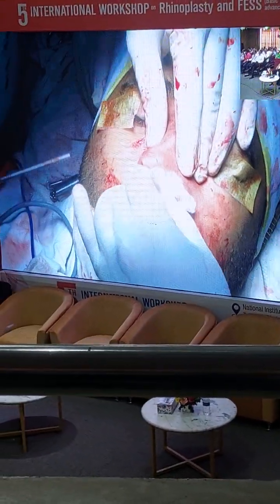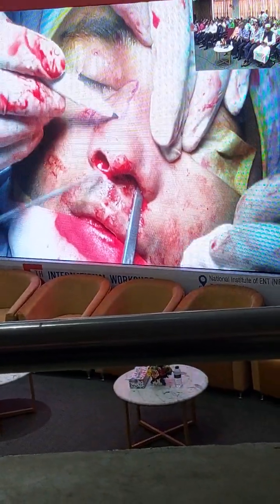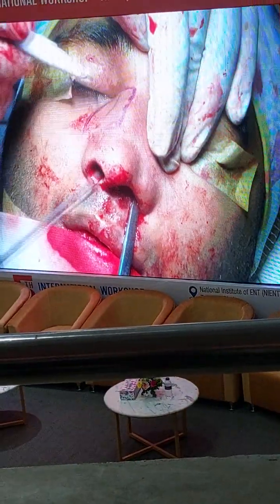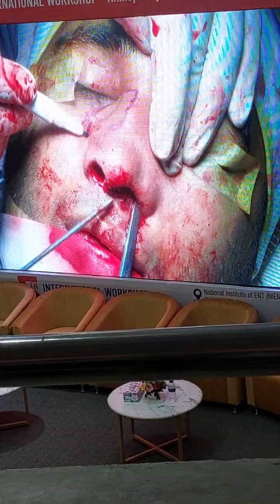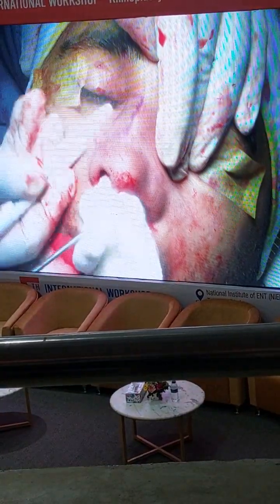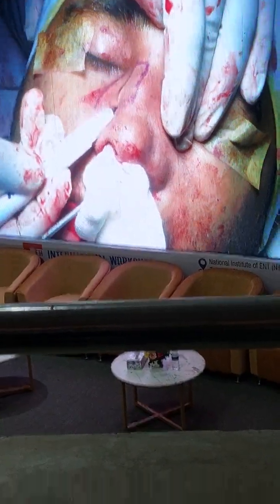Look there. Okay, so this is the nasal bone. And this is the ascending process of the maxilla. We fracture this part. When you do the intermediate osteotomy, then this is the line. If you fracture this part, this is the nasal bone. So this is very important.